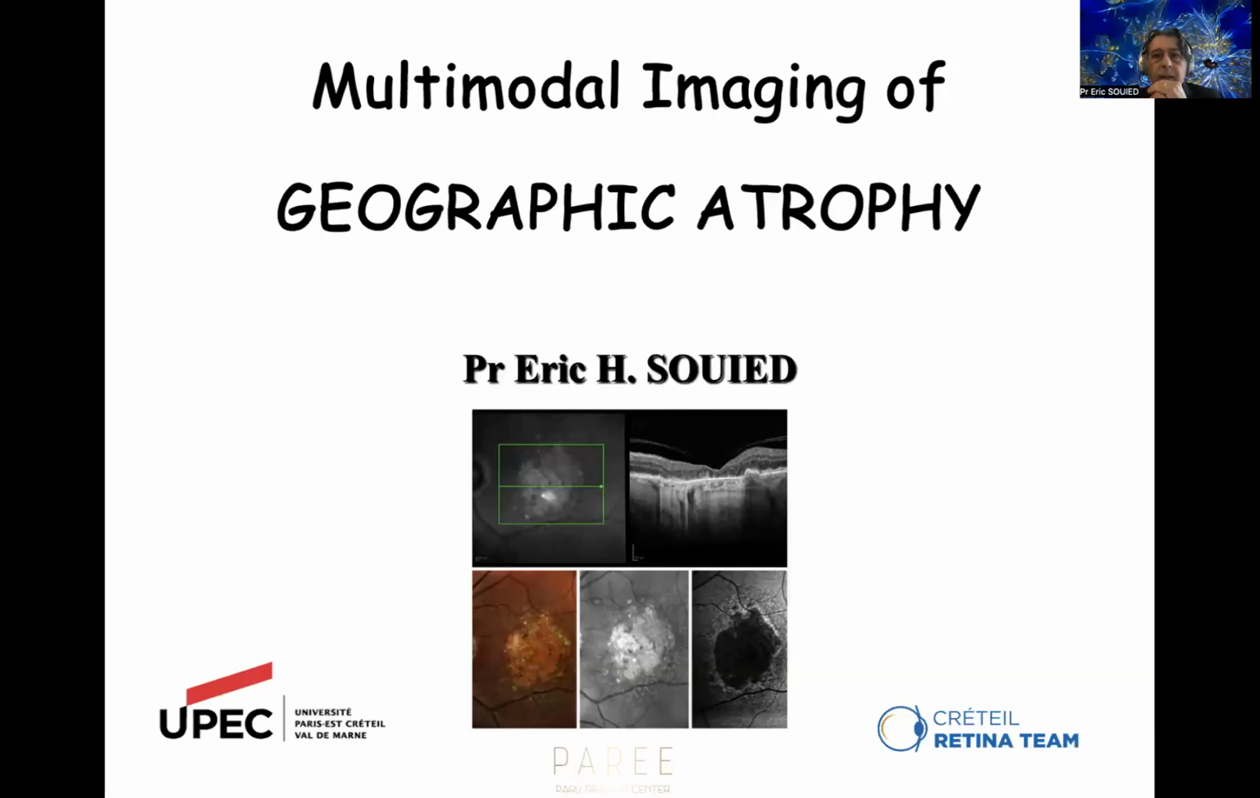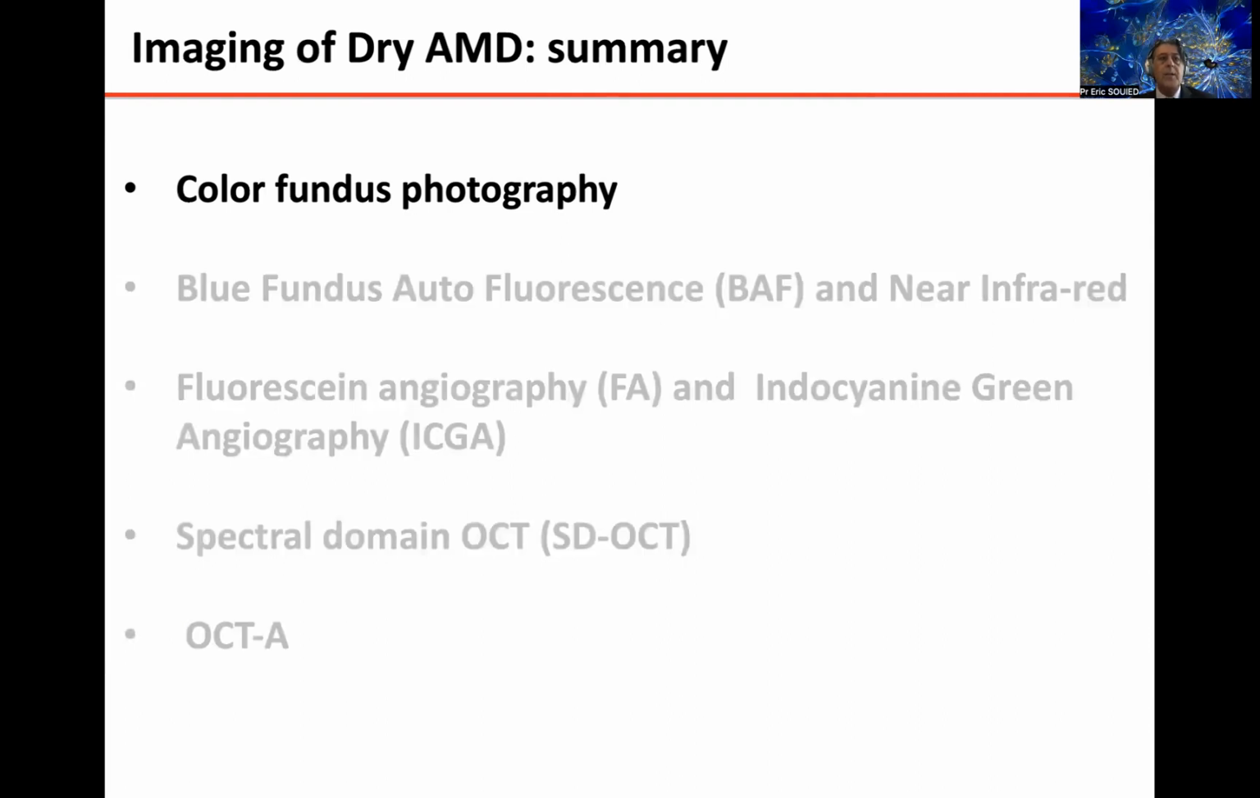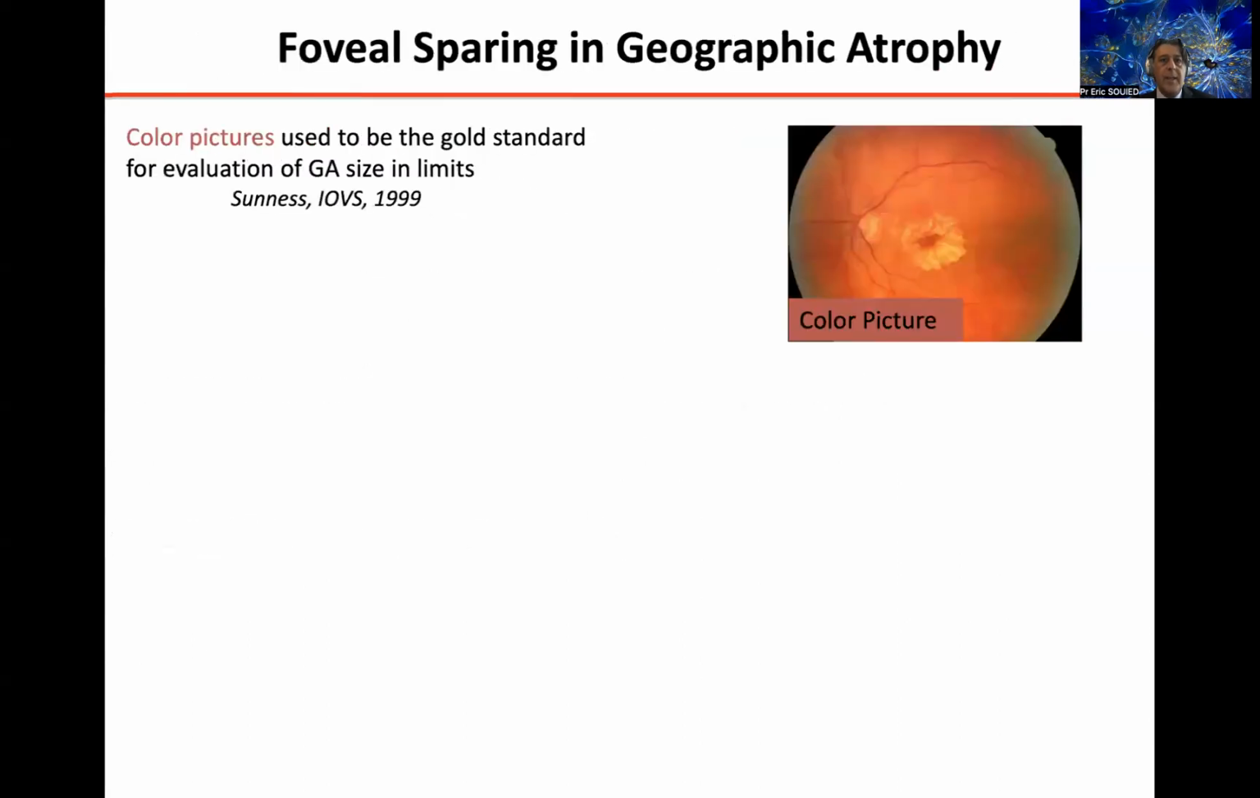Dear friends, dear colleagues, let's talk about multimodal imaging of geographic atrophy. There are several imaging modalities for geographic atrophy: color fundus photography, blue fundus autofluorescence and near infrared autofluorescence, fluorescein angiography and ICG, SD-OCT and OCTA. Let's begin with color fundus photography.